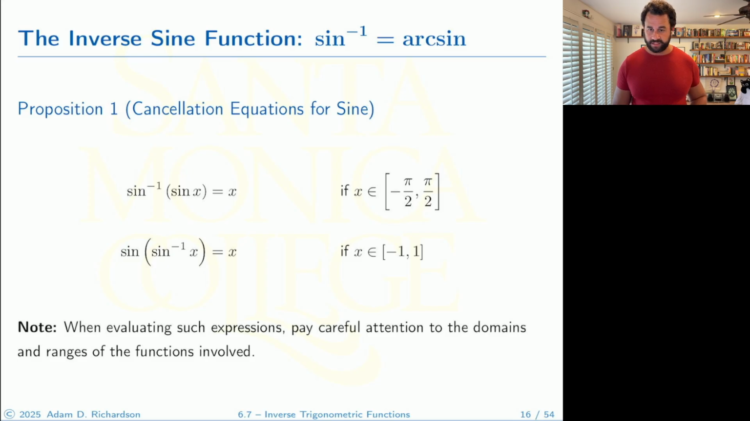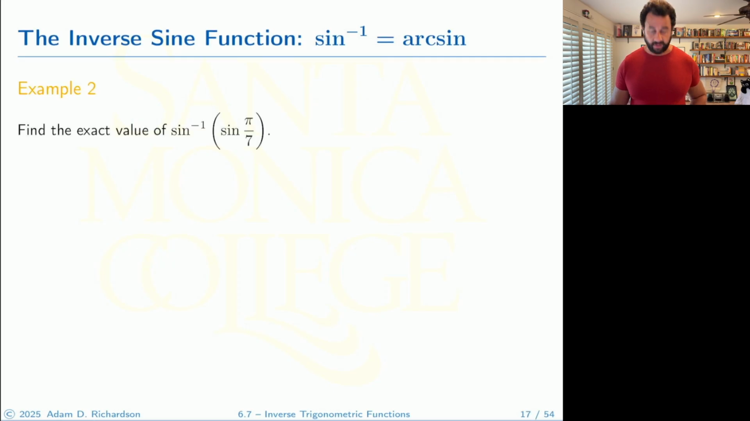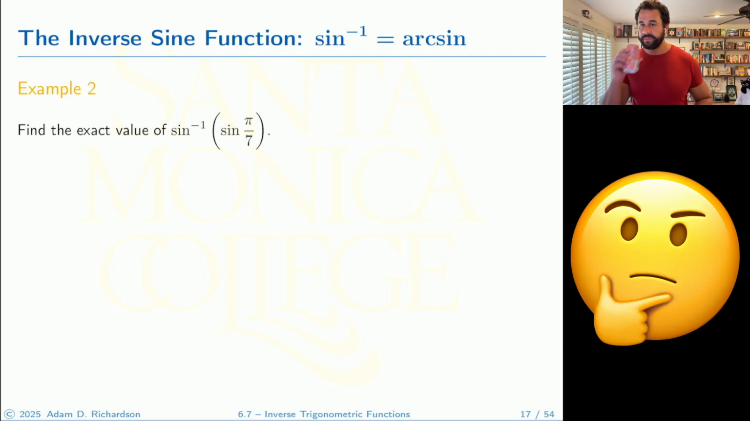All right, next, let's take a look at, oh wait, we're going to apply these cancellation equations. There we go. So how about this one? Actually, I want you to try this one first on your own, and then I'll do the next example. See if you can find the exact value of sine inverse of sine of pi over 7. All right, think about it for a minute.